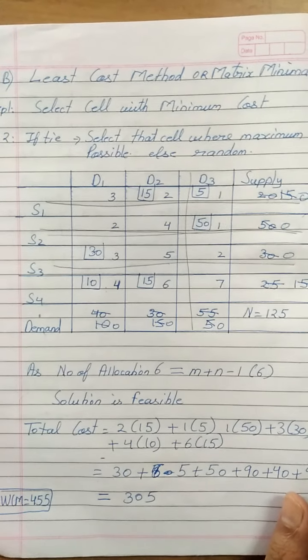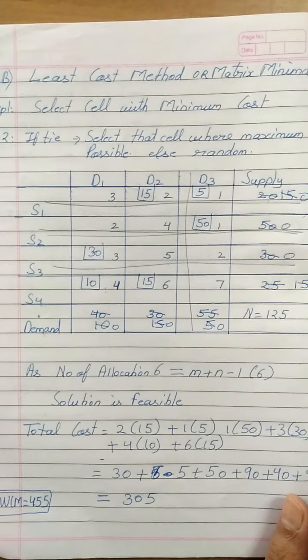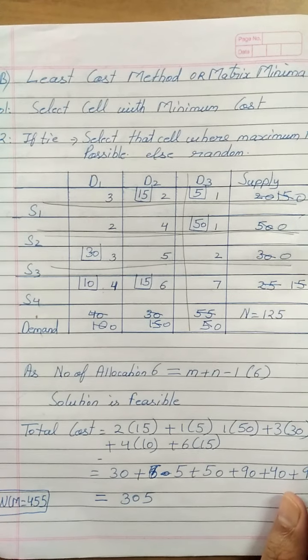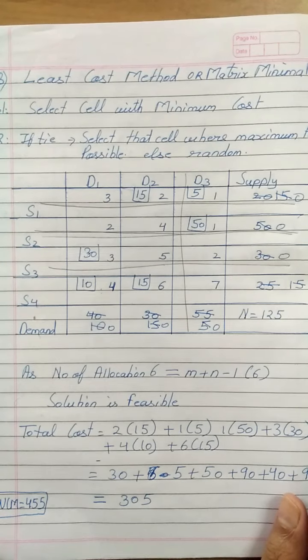Next time we will see the next method of finding an initial feasible solution, called Vogel's approximation method, also called the VAM method.